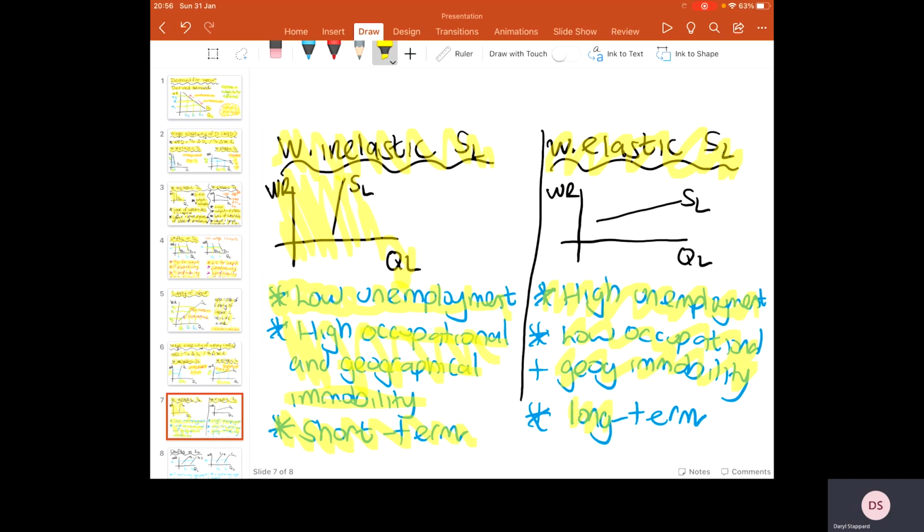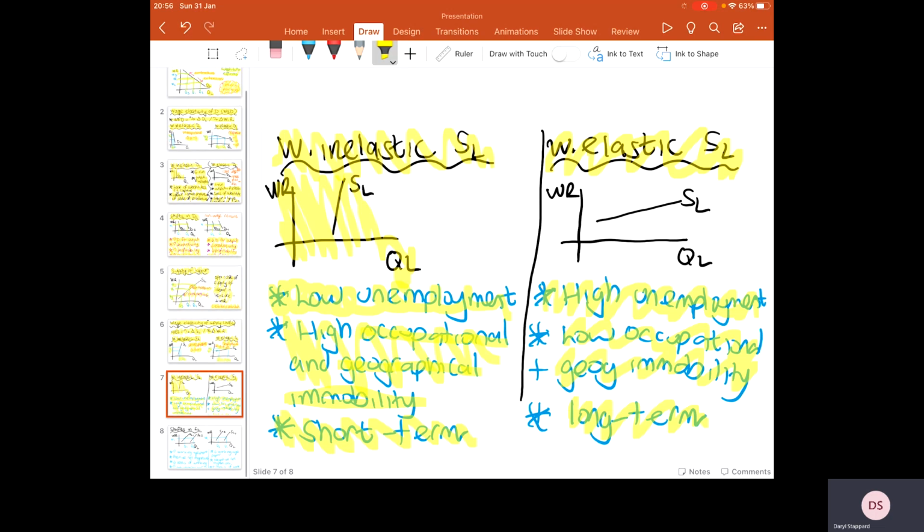And of course, it could be in the long term. If we move towards the long term, we're giving people more time to respond to growing wage rates by gaining new skills, relocating to where the jobs are. And again, that would make the supply of labour very wage elastic.